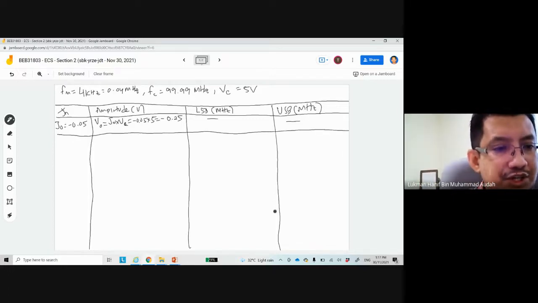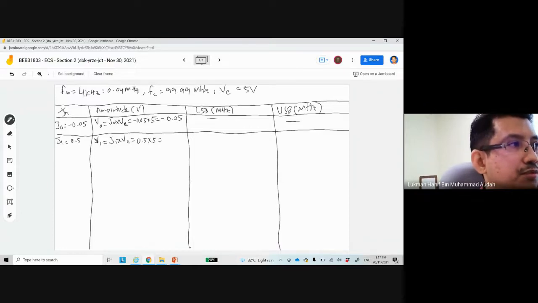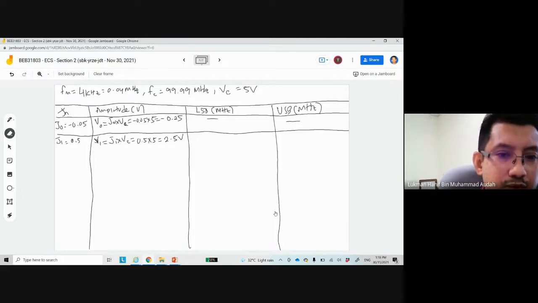And then J1, again from the Bessel table, J1 is equal to 0.5. So V1 is equal to J1 times VC. So this is 0.5 multiplied with 5, so you get 2.5. The unit volt you don't need to write, because the unit is already given above.